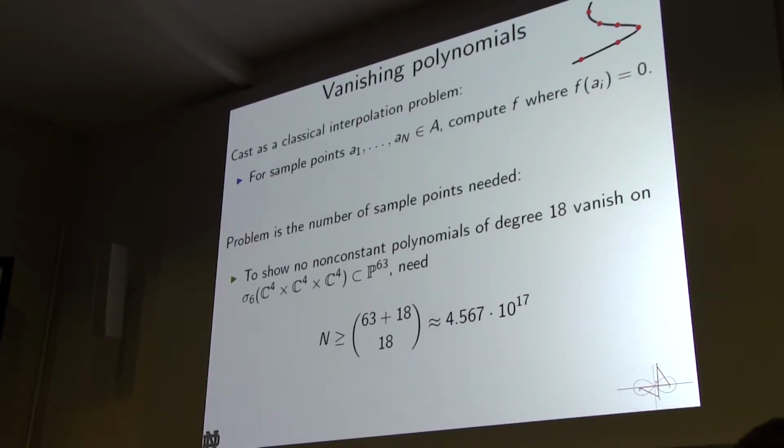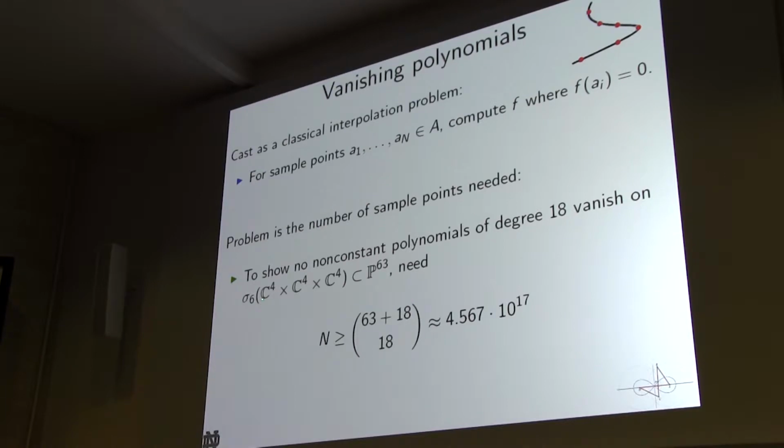Okay, so now you come back to reality and you go, okay, how many points do I need to sample to make this work? We were looking for degree 18 polynomials. Why? I don't know. JM told me to look for degree 18.